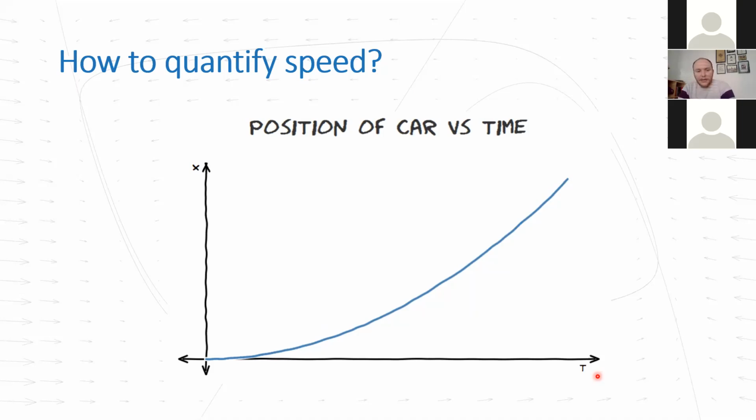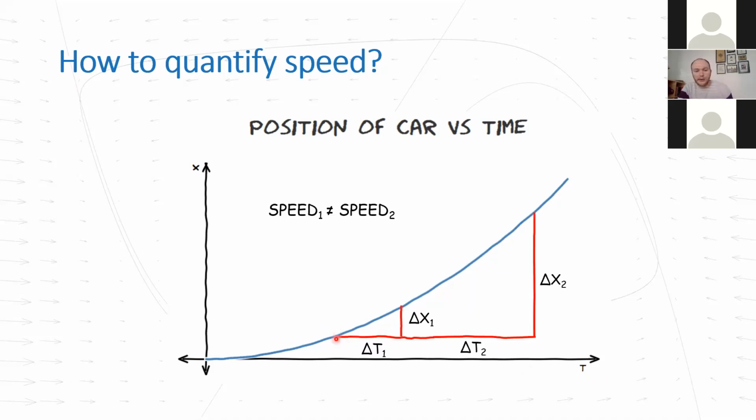So we have an issue now, because if I want to take the speed at a certain time, say I want to calculate the speed at this time, I can take a time step and measure how much the position has changed, but I'll get a different answer if I take a different time step. This is because the speed is changing, so it's getting contaminated by the change in speed.